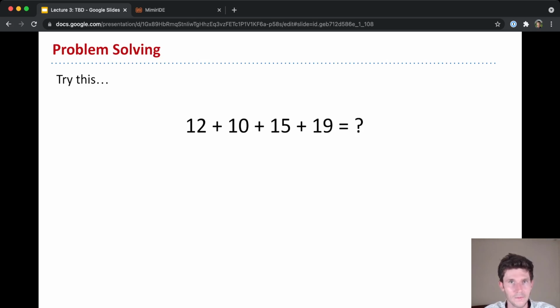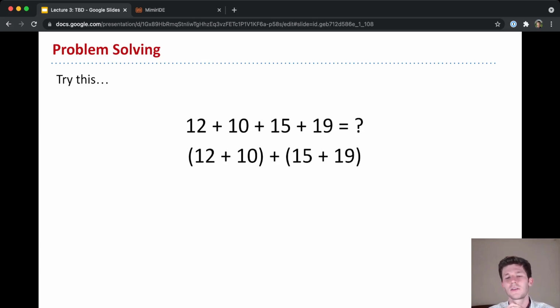Okay, hopefully you have an answer. I'll talk about how I would go about doing this problem. I kind of broke this down into smaller pieces. So for me, adding four numbers together at once is kind of a lot. I don't think I can do that all at once in my head. So instead, I'm gonna add two numbers at a time, and that's something I can do.